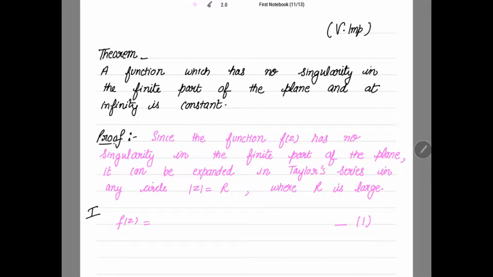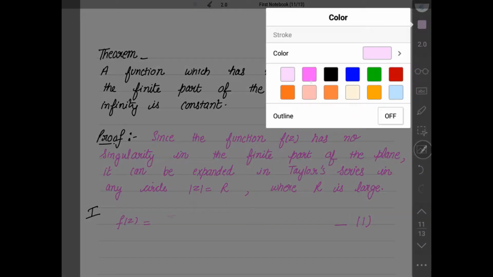So let's start with the proof. Since the function f(z) has no singularity in the finite part of the plane, no singularity means this function is analytic in the finite part of the plane, and functions which are analytic can be expanded in Taylor form. So it can be expanded in a Taylor series in any circle, say mod z equal to r, where r is large. So I'm writing this function as this is equal to, sorry, I need to change the color of the pen.